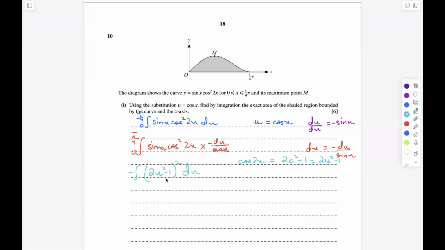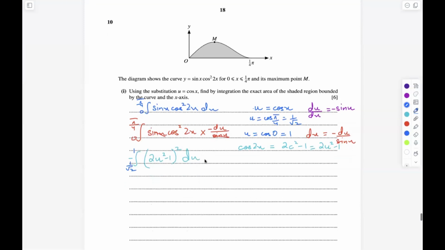As the function is now in terms of u, we also have to change the limits. As u equals cos x, when we put x equals pi upon 4, u is cos of pi upon 4, which is 1 upon root 2. When we take cos of 0, it is 1, so the limits will be 1 and 1 upon root 2.